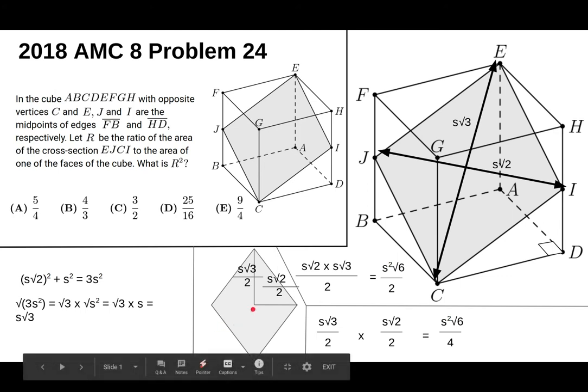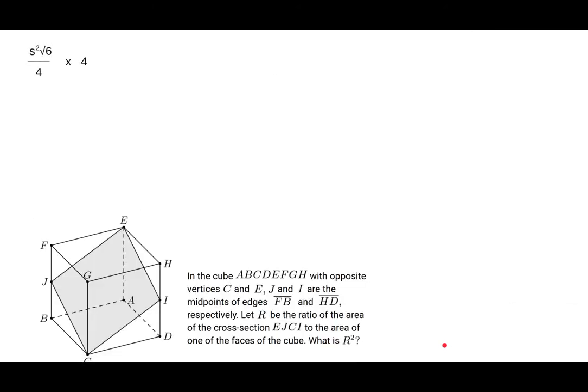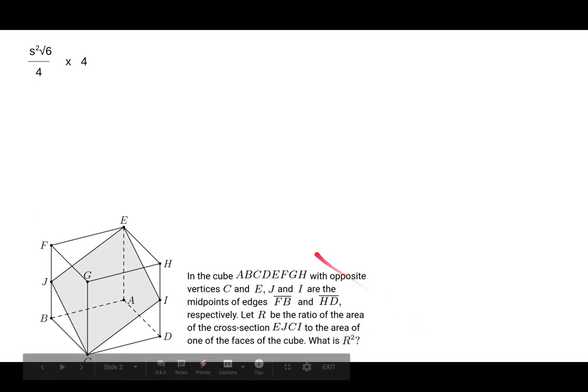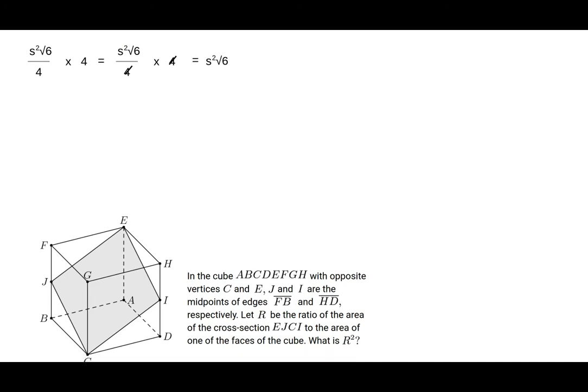First, let's do this. Since there are 4 triangles in this rhombus, we anyways have to multiply by 4 to find the total area of the rhombus, right? Because these triangles are congruent. So first let's multiply by 4. If we multiply S squared root 6 over 4 times 4, the 4s will cancel out, and we're just going to be left with S squared root 6. Now let's divide by 2 as we skipped earlier. So we're left with S squared root 6 over 2, right? So now we found the area of the rhombus.